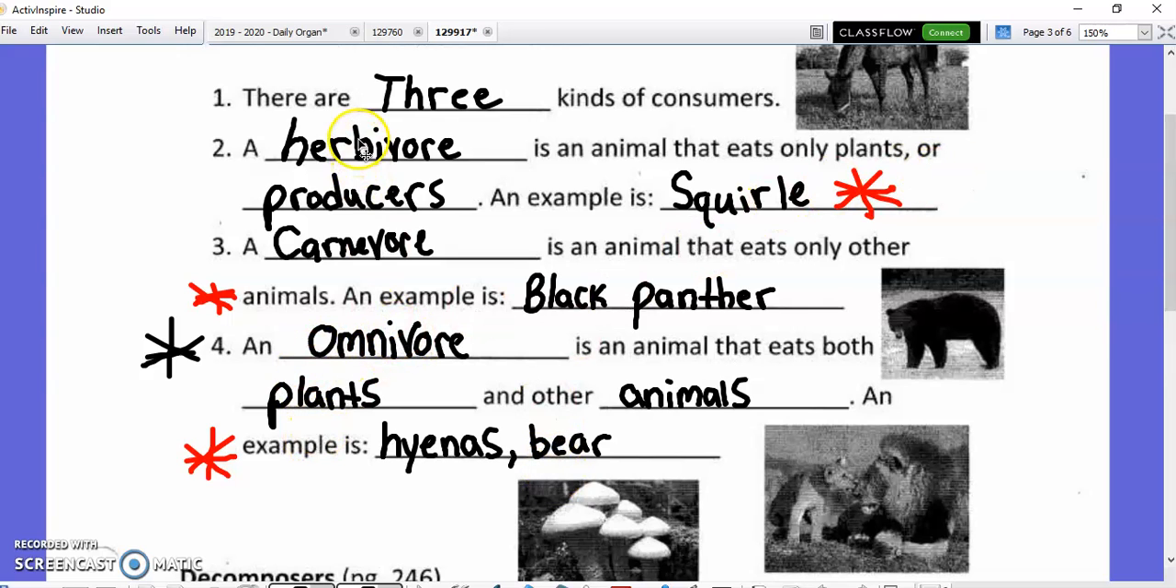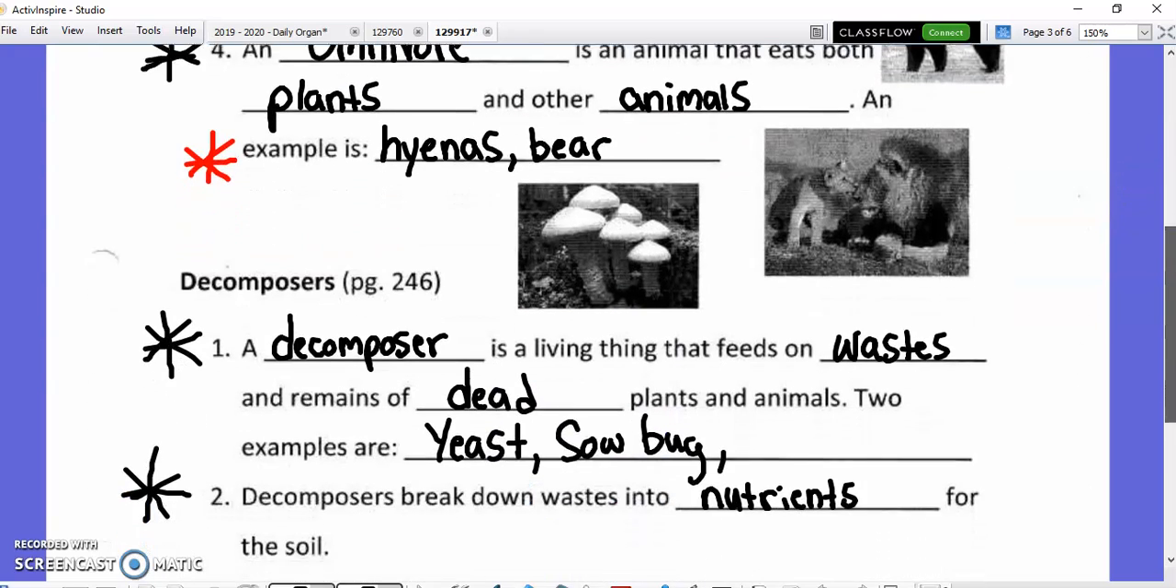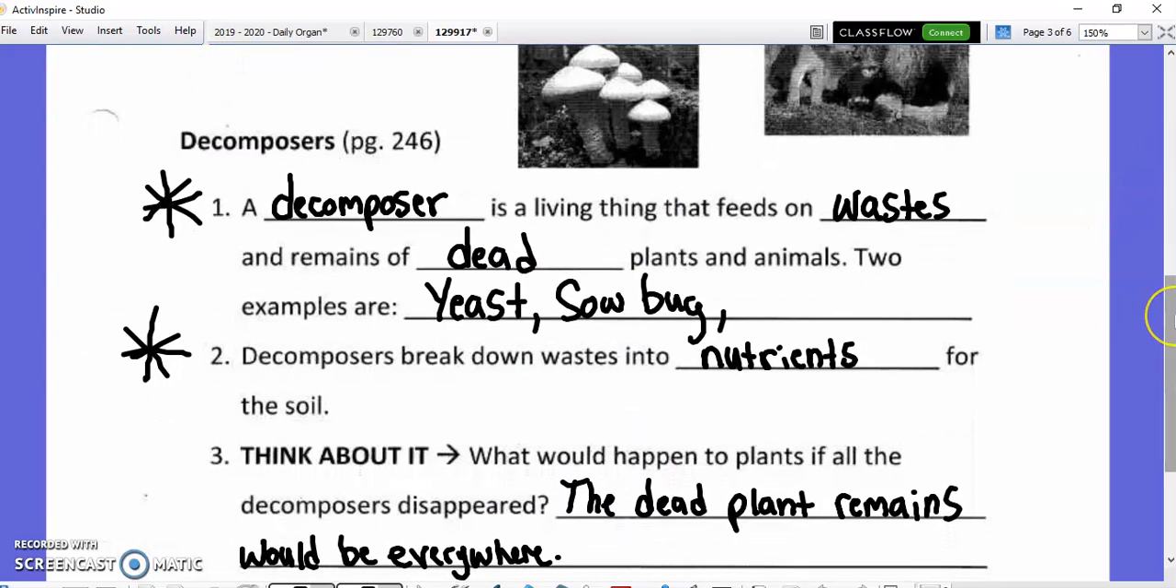You must also know that an herbivore eats only plants. Herb means plants. Carne in Spanish means meat because carnivores eat only meat, and omni means all or both in this case. So if you recognize the base word, you should be able to determine the answer to these questions. Decomposers are also living things, but they break down or feed on the waste or remains of dead plants and animals to get their energy.